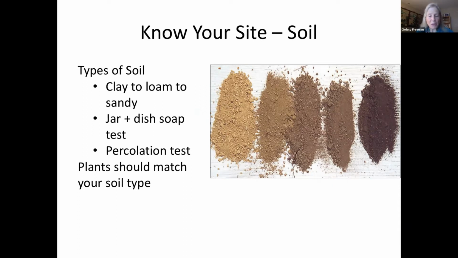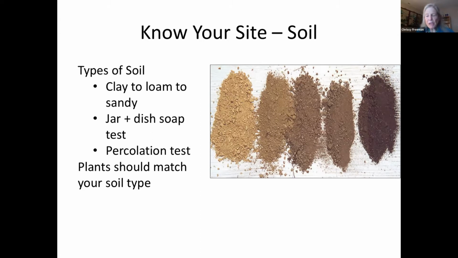And so is a percolation test, which is basically digging a hole and seeing if it drains within an hour. Your plant should match the soil type because plants have a certain tolerance for how quickly or slowly water drains from around their roots.